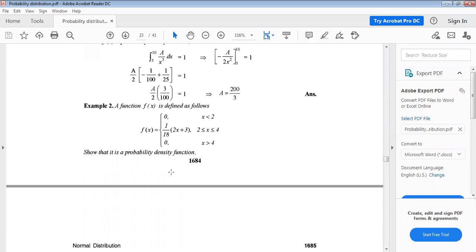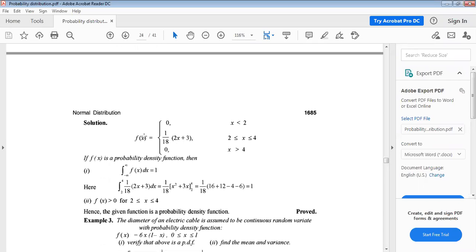Remember it. Now another random variable is given: f of x equals 0 for x less than 2, f of x equals this for x lies between 2 and 4, and otherwise, that means if x is greater than 4, then it equals 0. I have to prove that this is a probability density function.